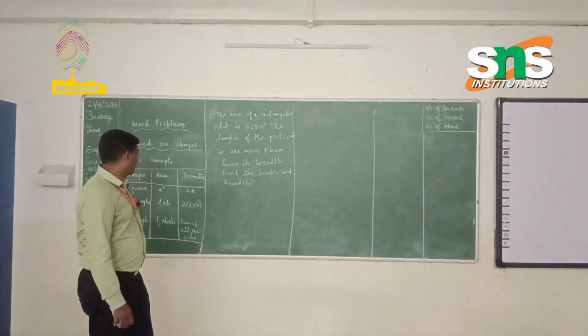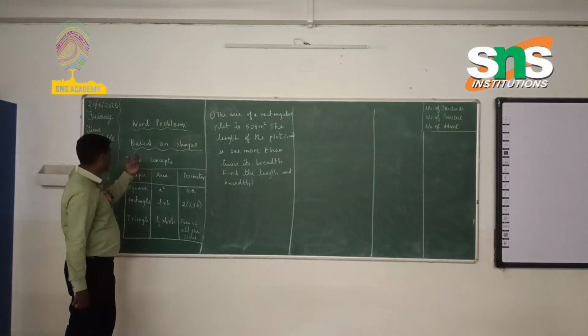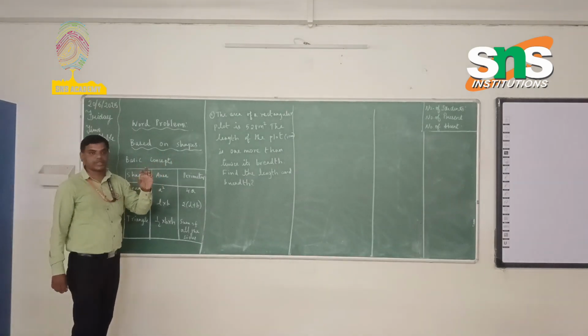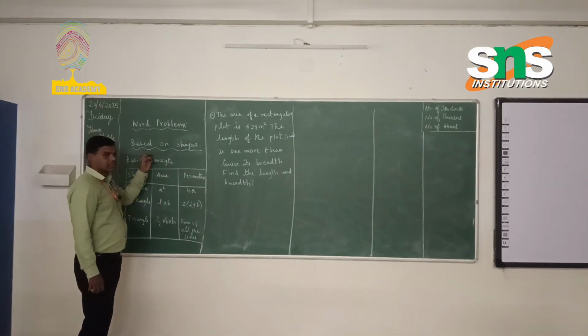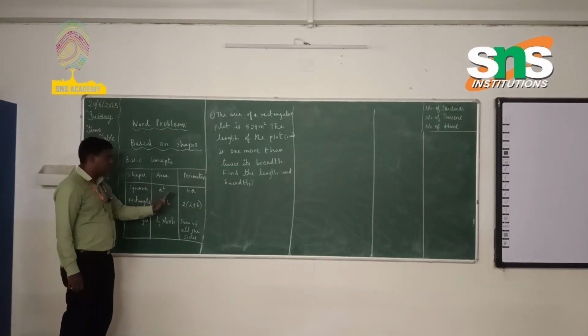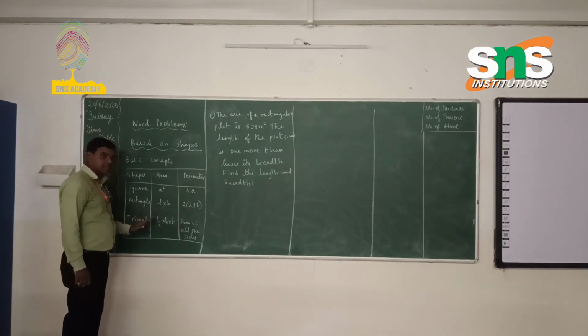Okay, now see the next question based on the word problem. Now we'll discuss based on shapes. The previous ones we discussed were about numbers. This sum is based on shapes. So here the basic concept you should know is the area and perimeter of the basic shapes.